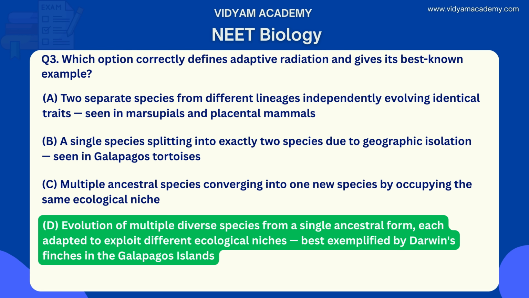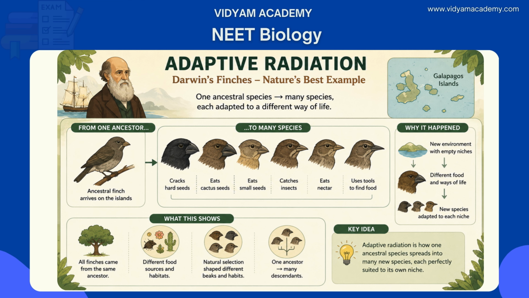Let's see the explanation. Adaptive radiation is the diversification of one ancestral species into many species, each adapted to a different ecological niche driven by natural selection. So Darwin's finches on the Galapagos Islands are the iconic example. One ancestral finch from mainland South America colonized the islands and diversified into 14 species with dramatically different beak shapes. Thick crushing beaks for seeds, thin beaks for insects, hooked beaks for cactus. Each beak is a specific adaptation to a different food source.